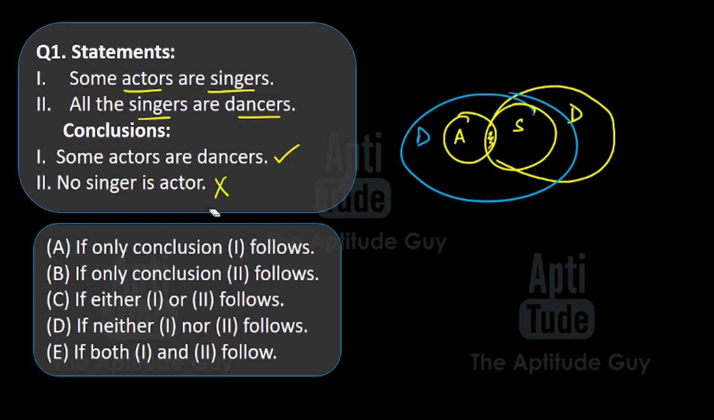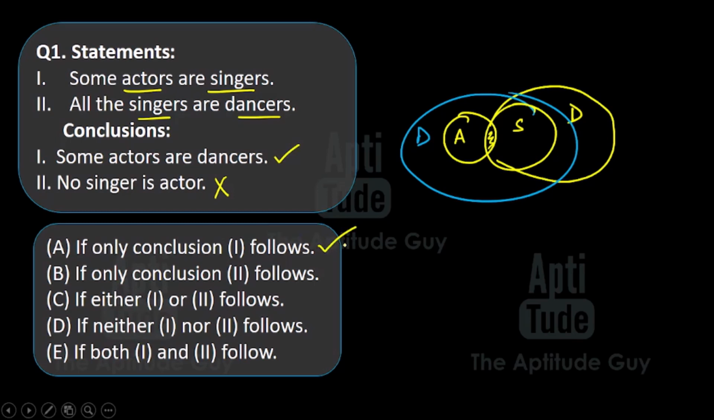So now this is how the options will be visible when it comes to syllogisms. If only conclusion 1 follows, if only conclusion 2 follows, if either 1 or 2 follows, this is a tough one. We'll discuss this further in the video. Neither 1 nor 2 follows, or if both of them follow. So in this case, only conclusion 1 follows. So the answer is option A.